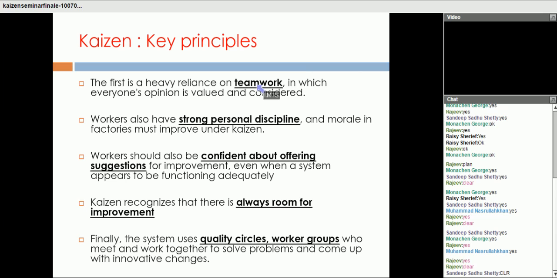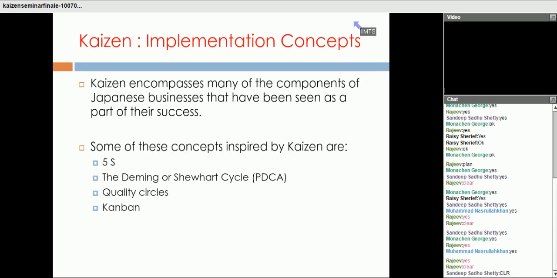First is teamwork. It believes in teamwork. Then there should be a strong personal discipline. Third, workers should be confident about offering suggestions. According to Kaizen's philosophy, there is always a chance for improvement. Fifth, the system uses quality circles, worker groups who keep on meeting and working together to solve problems and come up with some innovative changes.